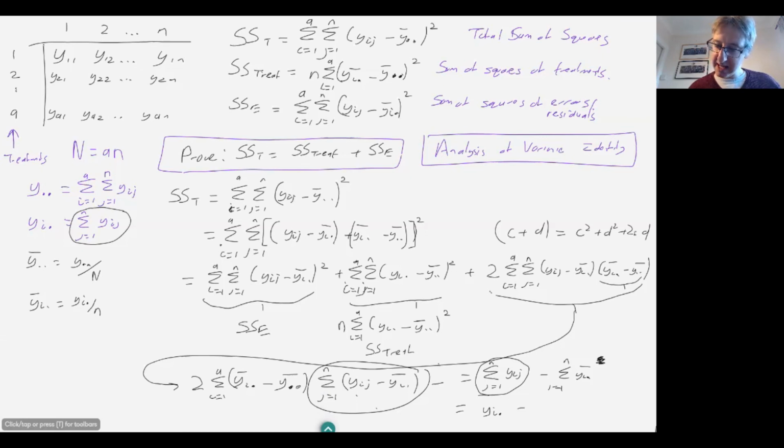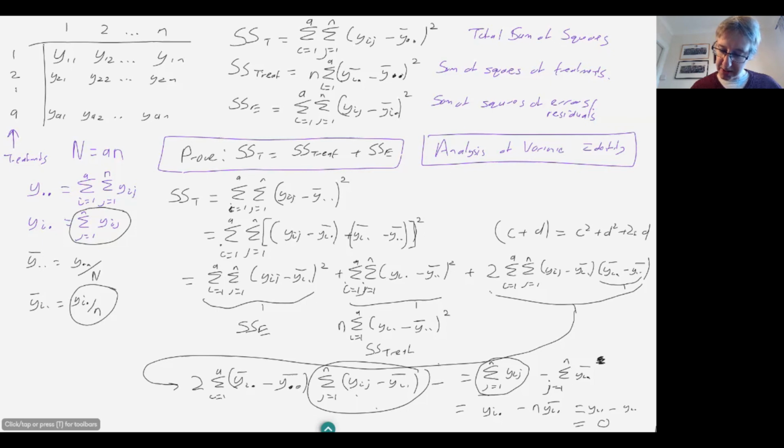And what about this thing here? Well, again, this index does not contain a j. So this is n times y_i-dot bar. But what is y_i-dot bar? Well, it's y_i-dot over n. So this is y_i-dot minus, well, n times y_i-dot over n is just y_i-dot. So this whole thing is 0.